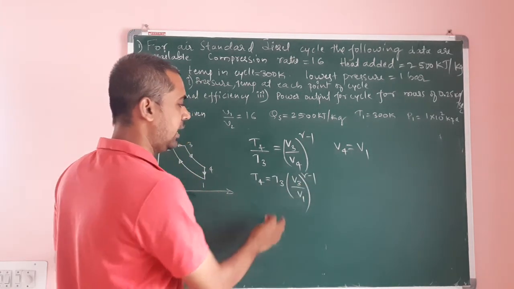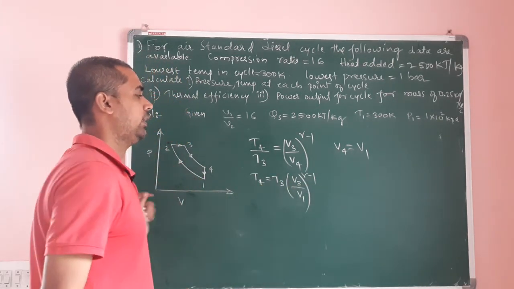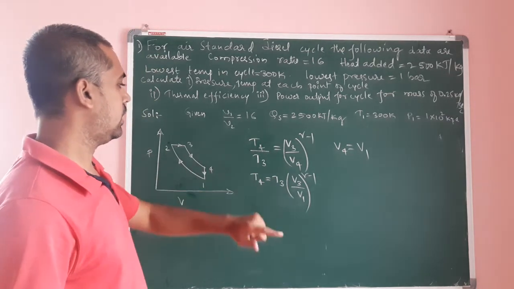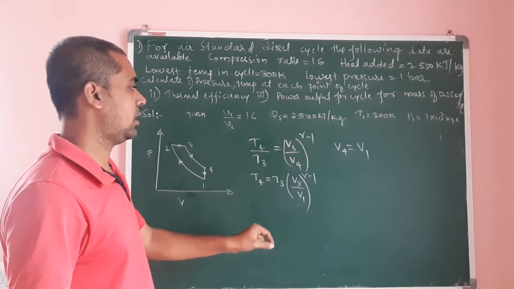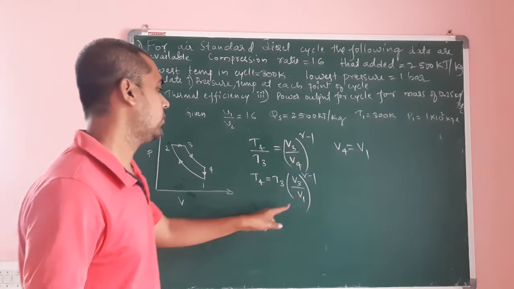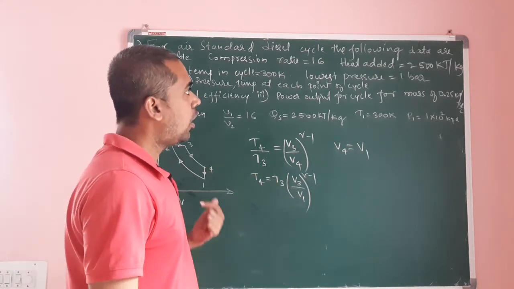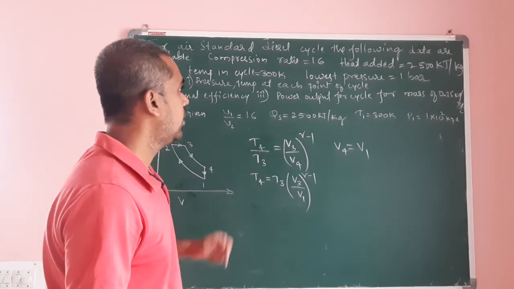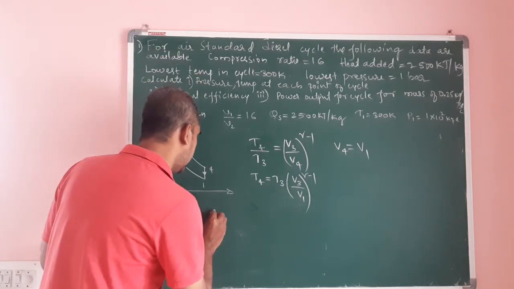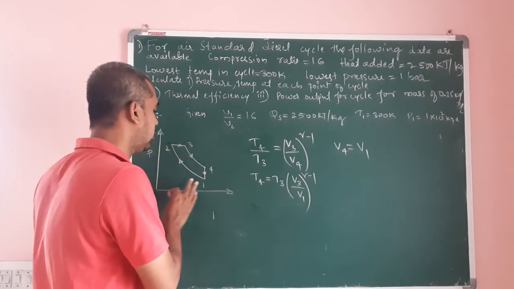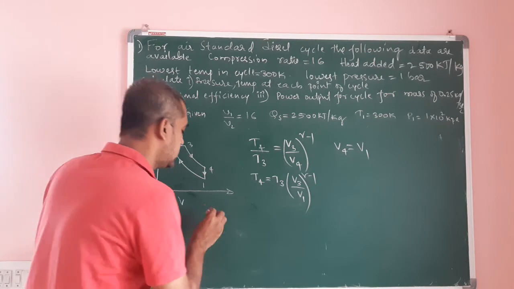We know neither v1 nor v3, so we cannot calculate using this formula. If there is only one unknown, we can calculate. Therefore, we have to calculate v1 and v3. How to find v1 and v3? We know one formula that is true at all the points: the ideal gas equation.